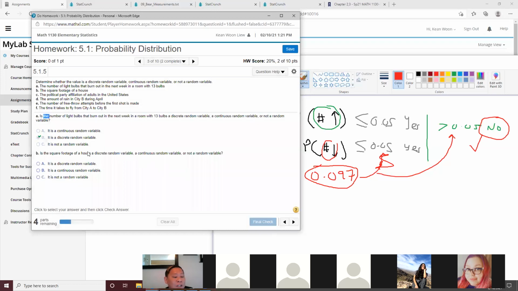How about the next one? The square footage of a house. Can it be a decimal? Yes, so it's continuous.